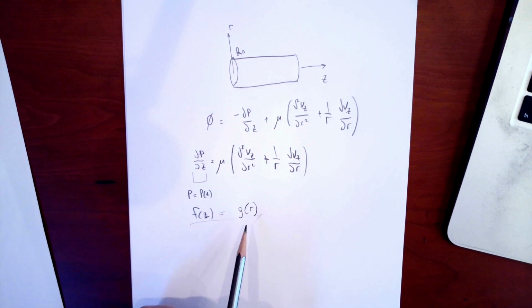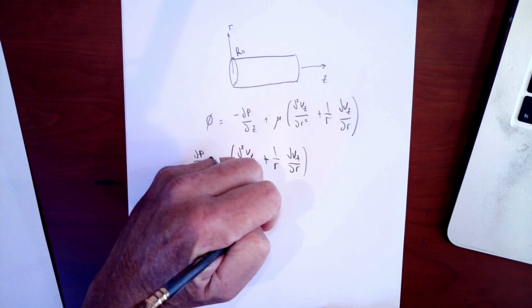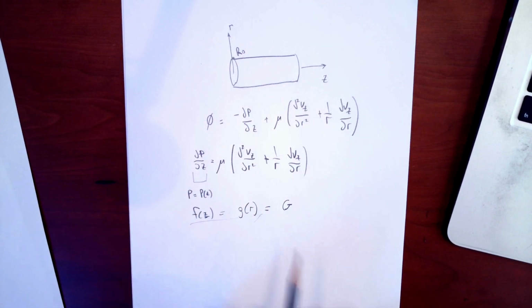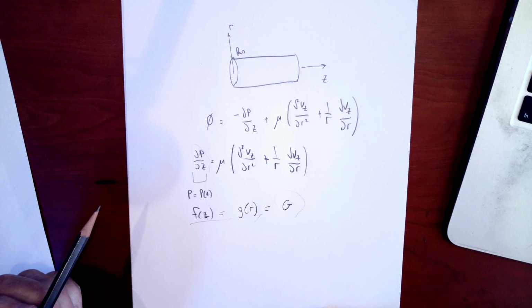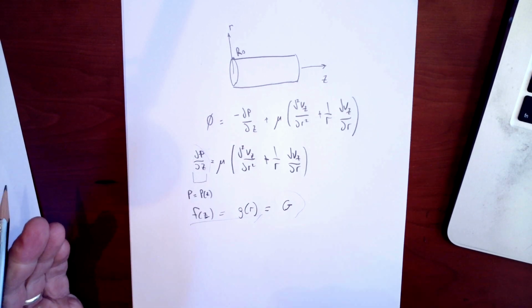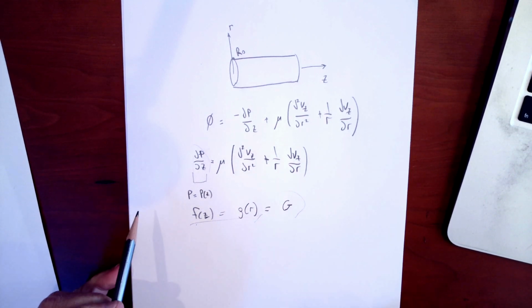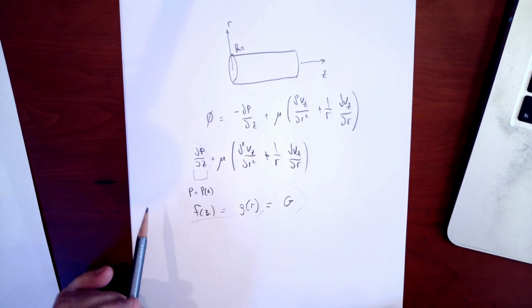And those functions can only be equal to each other if they both equal the same constant. This is the same thing as we had with flow between plates. So we'll once again call that constant g because we see that it is in fact dp dz, so that it is the pressure gradient. But it doesn't matter whether it's the pressure gradient or not. The whole point is that these things have to be equal to the same constant or they cannot remain equal because they are functions of different variables.